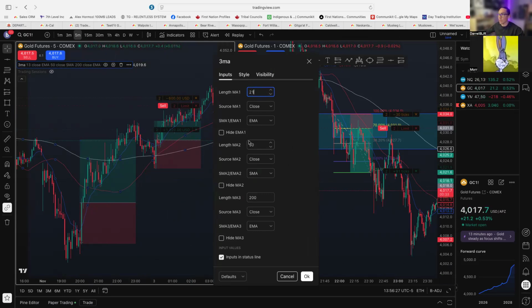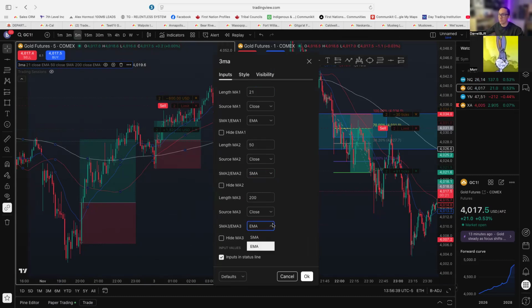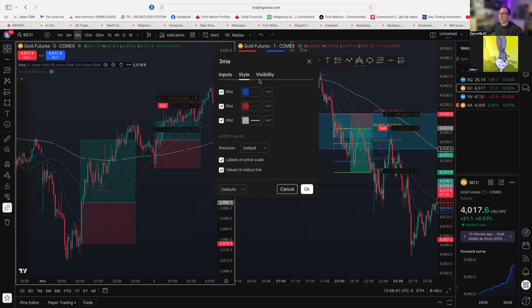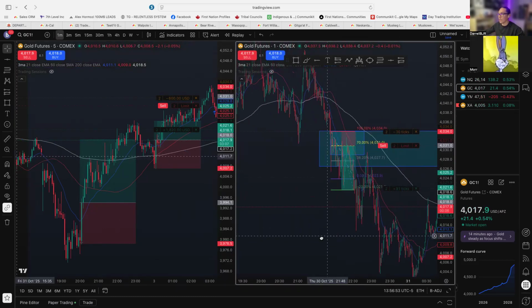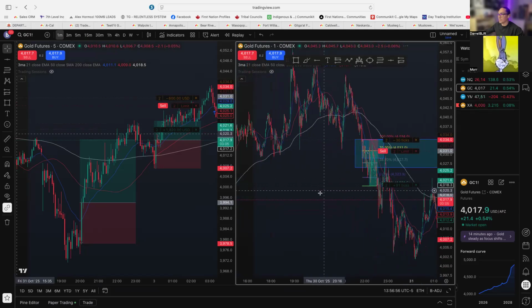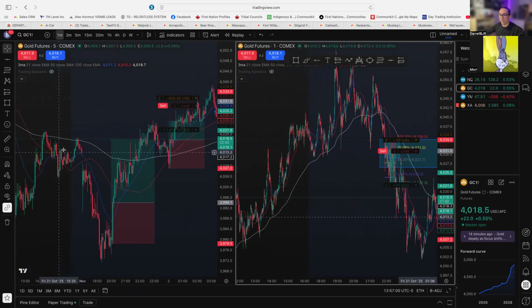That's the blue line. The red line is 50, and you want to do SMA instead of EMA for the 50. And then the white line is 200, the last 200 candles. Then you want to do EMA instead of SMA. And for style, you want to make it blue, white, and red. And visibility, I don't really change any of this stuff. Okay, looks good. And there's more to it, but this is the intro to the strategy, I guess you could say.